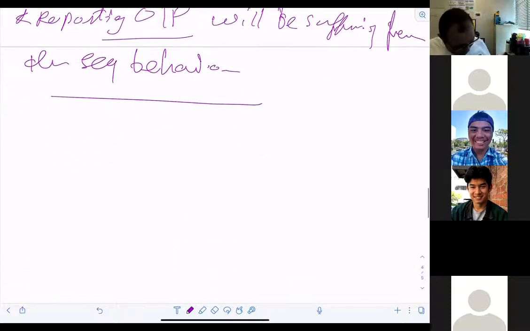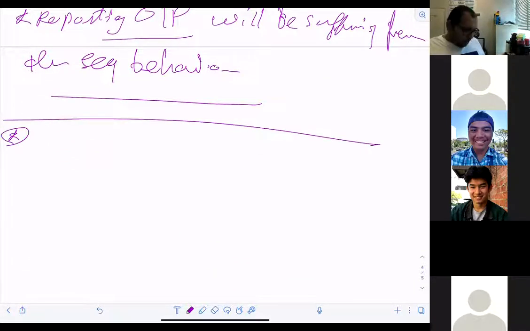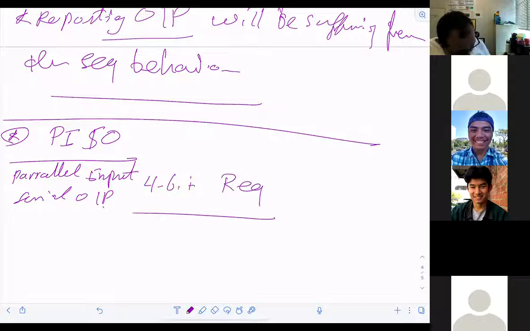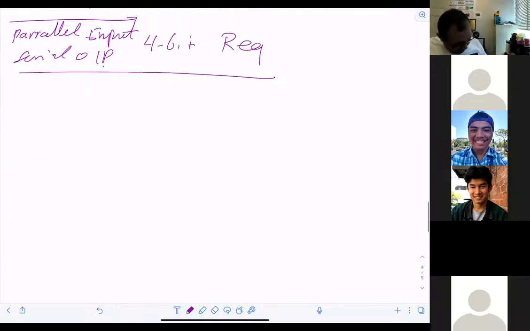Yes. Okay. Now, the second, which is trying to solve the problem that the serial input has, is called PISO, which is applying parallelism to the input. So in this case, it's called parallel input serial output 4-bit register. Okay, how this will look like, it's really straightforward.